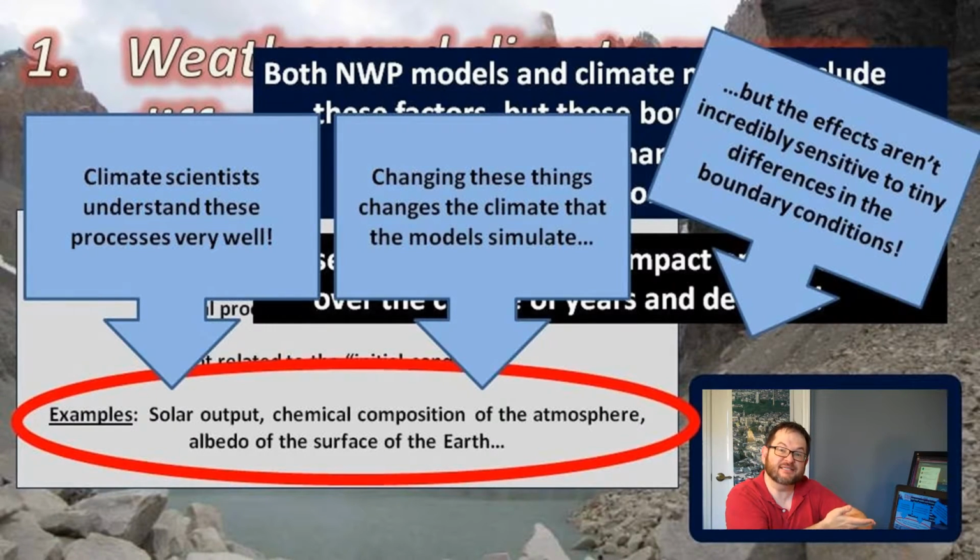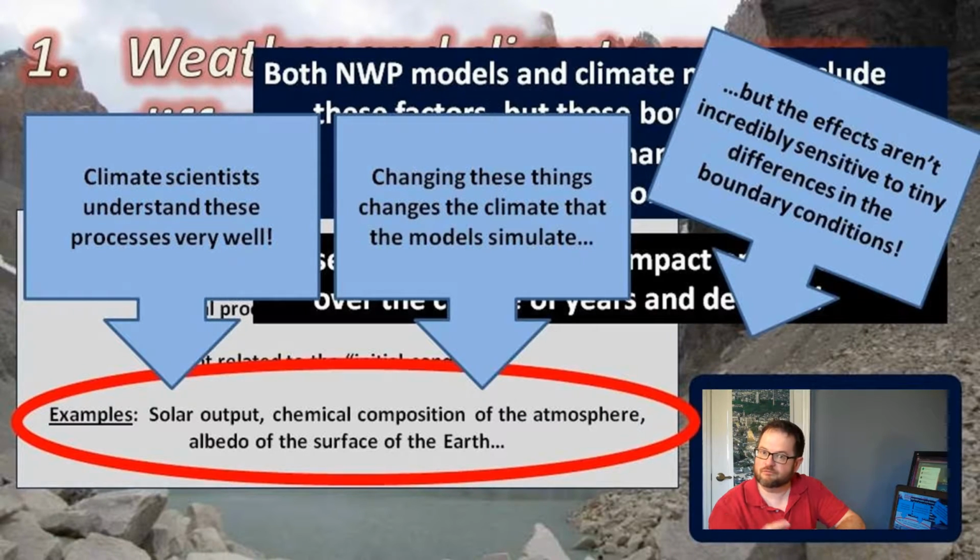Scientists understand these processes really well. These boundary condition factors, like the solar output, the chemical composition of the atmosphere, the albedo of the Earth, we understand those things really well. And changing these things is what we do in climate simulation. We're going to be making changes when we run a climate model. We're going to have a control run with observed conditions, and then an experiment run where we increase the amount of methane in the atmosphere, or we change the solar output, or we increase the amount of carbon dioxide in the atmosphere, or whatever.